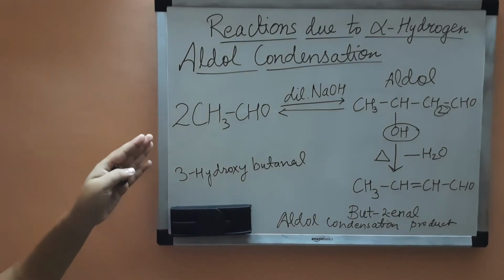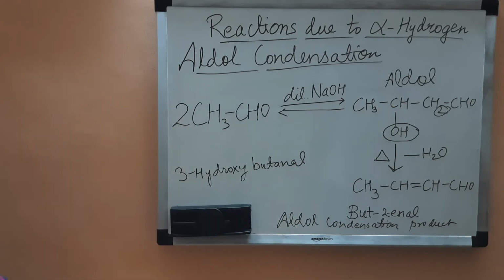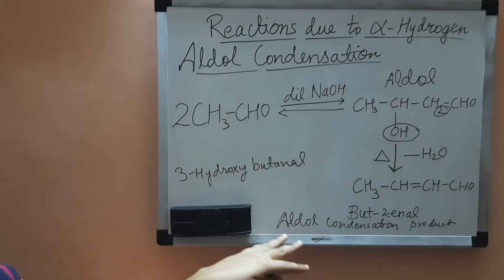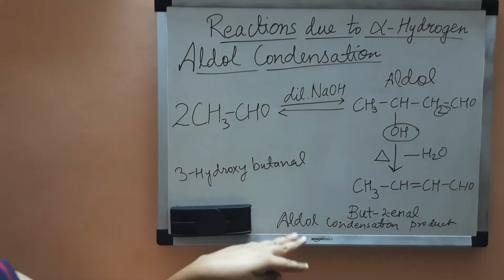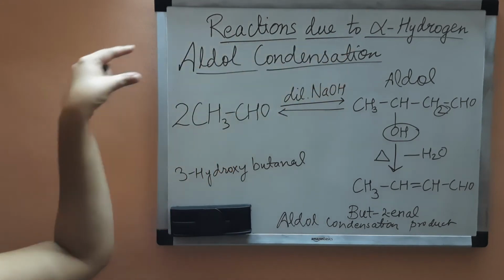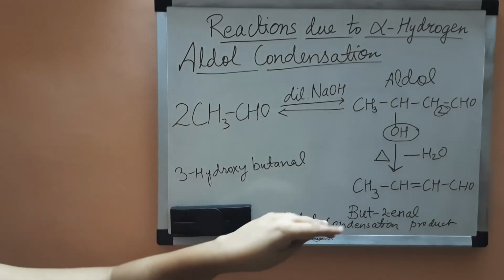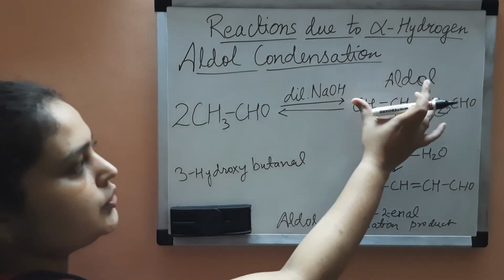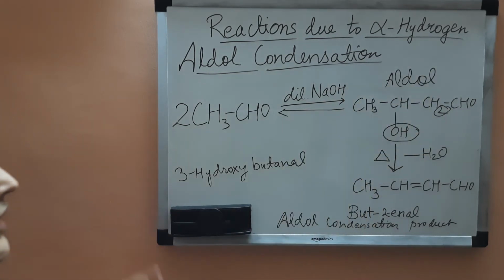Now I will show you how from a ketone you get the aldol condensation product. In a ketone also, you will not say it as a ketol condensation product, because the name of the reaction is aldol condensation. So that product is also known as the aldol condensation product. But here you will get a ketol. So I'll show you.